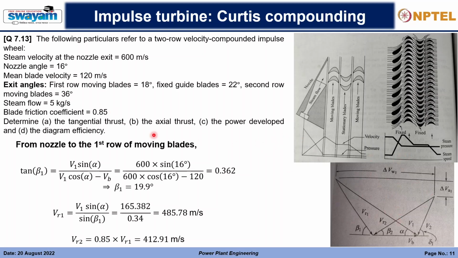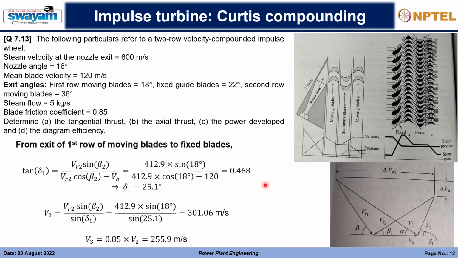So first of all, we will consider the inlet, the first fixed blade and the moving blade case. So from the nozzle to the first row of moving blades, this is the velocity diagram, and going through the thumb rule, we calculate the beta 1, that is the relative velocity angle, right? Then we calculate the inlet relative velocity, and then using the blade friction coefficient, we calculate the outlet relative velocity. Okay, we have the outlet relative velocity.